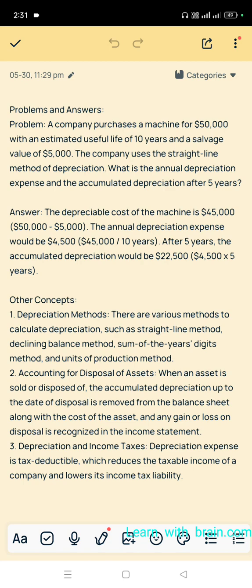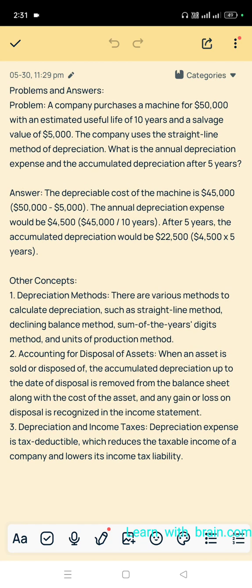Next, other concepts relating to accumulated depreciation. Depreciation methods. There are various methods to calculate depreciation, such as straight line method, declining balance method, sum of the years digits method, and units of production method. These concepts are covered under the depreciation chapter.